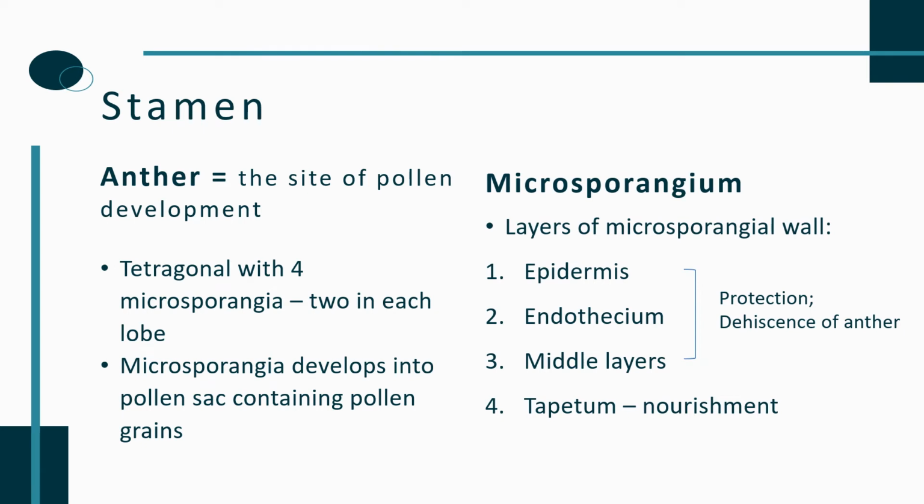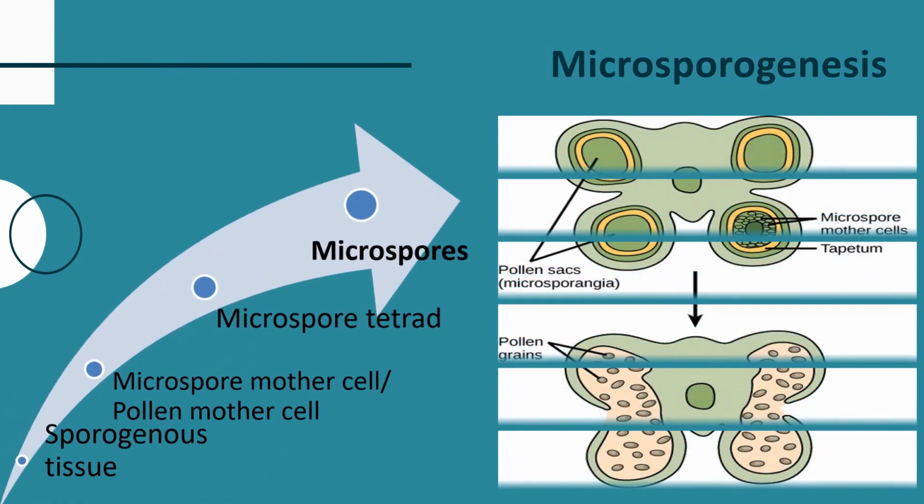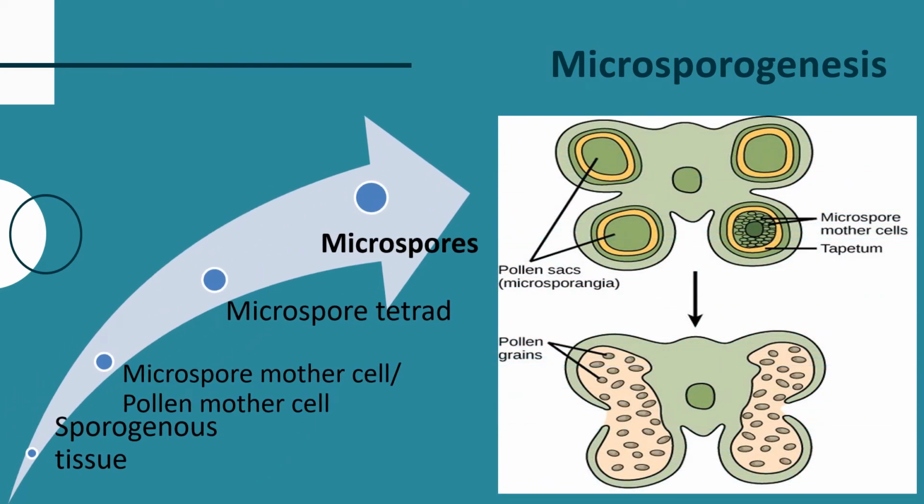Considering the transverse section of microsporangium, there are four layers in its wall. The first three layers, epidermis, endothecium, and middle layers, are for protection and for dehiscence of anther in order to release pollen grains. The innermost layer, tapetum, is required to provide nourishment to the developing pollen. This image shows a tetragonal anther containing four microsporangia located at each corner of this tetragonal structure. In other words, each lobe of the anther will contain two microsporangia.